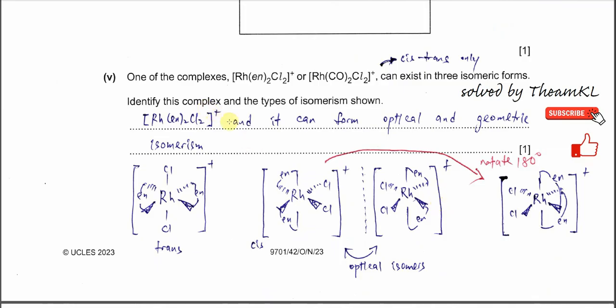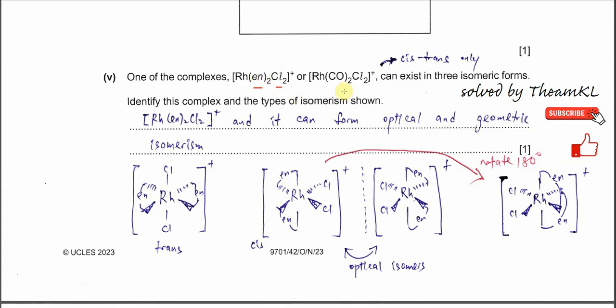For part 5, one of the complexes, this one with 2 En, so it means 4 dative bonds, and this one with 2 chloride, so it's 2 dative bonds. So the total is 6 dative bonds, and it will form an octahedral complex.